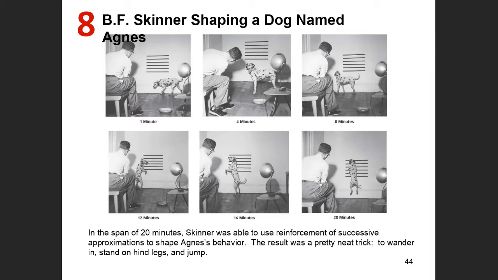So this is an example here of where he is shaping a dog named Agnes to do the behavior he wants. He wants her to automatically come into the room and go straight to this wall and jump up at these horizontal lines that are on the wall. And so what he has done is he rewarded her for doing things that are close to what he wants. And so in about 20 minutes, he was able to reinforce her to get her to automatically come into the room and jump up on the wall.